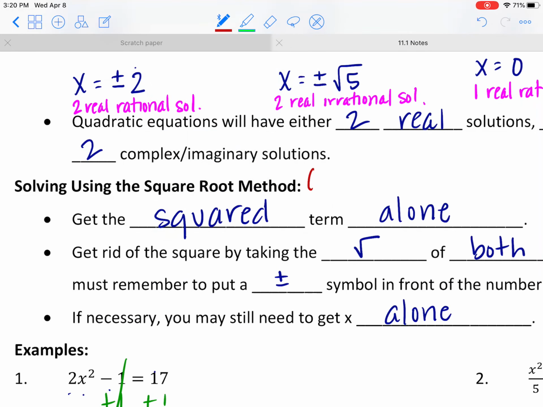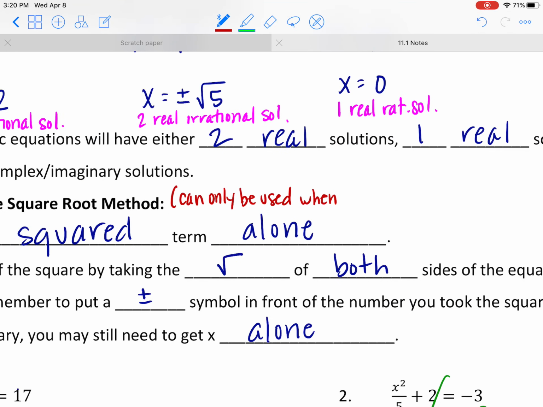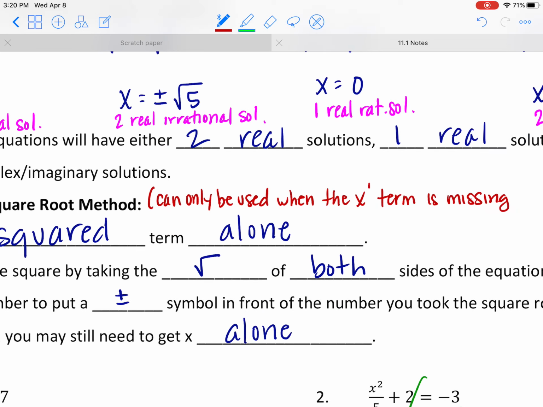So let's go back to these problems here, right? I got a squared term, and then a constant, all things that can be combined. A squared term, constant, all things that can be combined. No x to the first tricking anything up, okay? So this square root method, maybe you want to make a note here, this can only be used when we have a squared term and a constant, no x to the first. So when the x to the first term is missing.